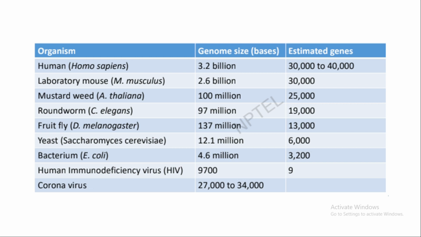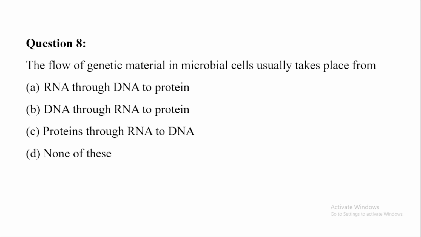So, moving to the next question, question number 8. The flow of genetic material in microbial cells usually takes place: A, from RNA through DNA to proteins; B, DNA through RNA to proteins; C, proteins through RNA to DNA; and D, none of these. So how does the flow of genetic material in a microbial cell take place? It starts from DNA, then it goes to RNA, and then it goes to protein. So DNA through RNA to protein.